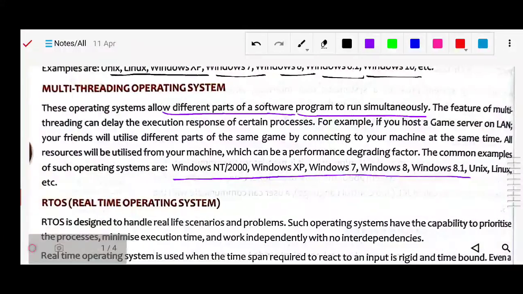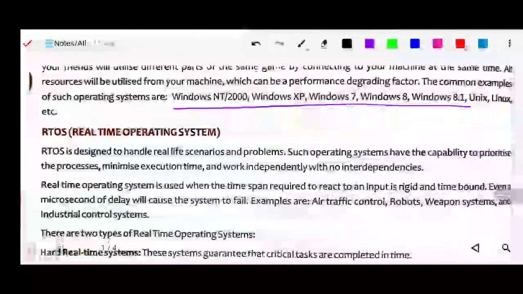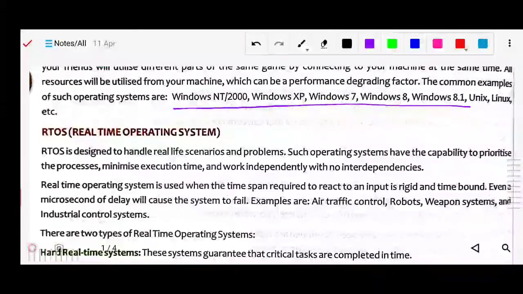Now we will see the next one, RTOS, real time operating system. This is used in research areas, where we give the input and we want the output without any delay. So RTOS is designed to handle real life scenarios and problems. Such operating systems have the capability to prioritize, meaning they give priority.